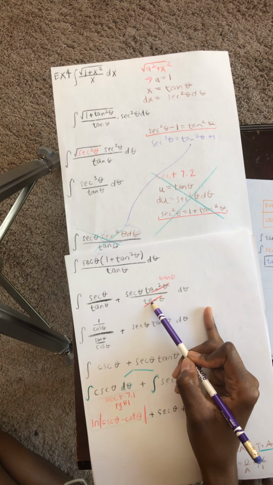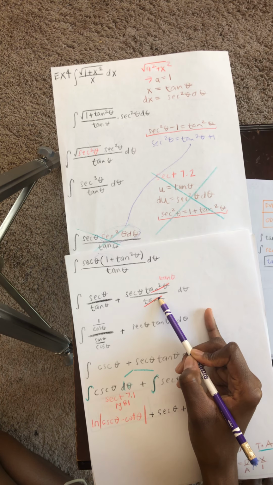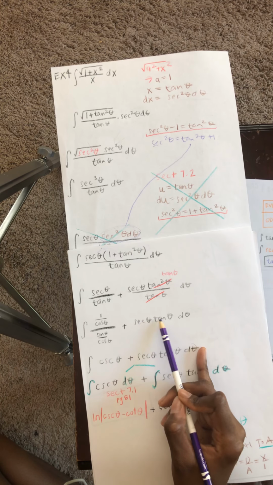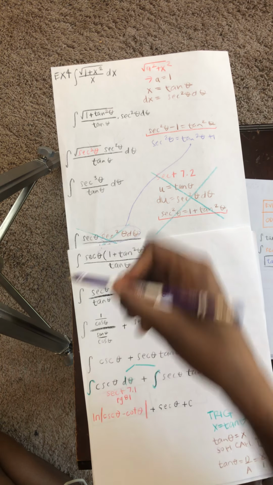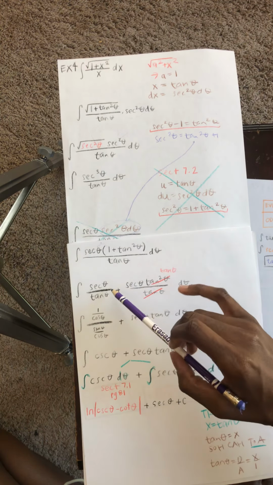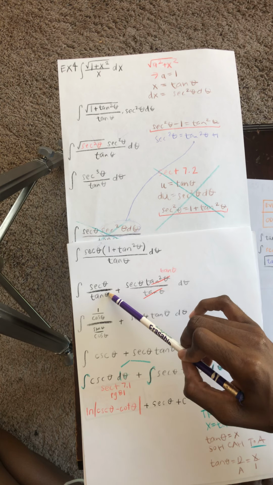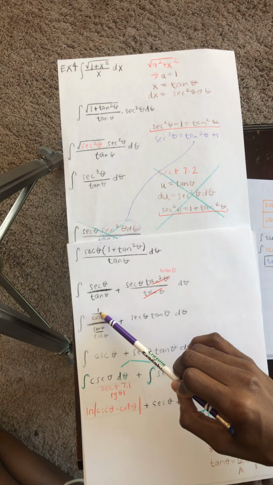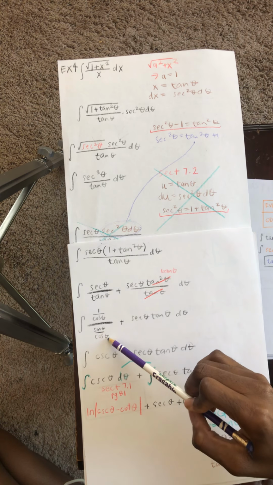When you simplify over here, this tangent on the bottom will cancel with one of the tangents on the top. So you're just left with secant tangent. And then over here, we have secant tangent. Remember, secant is the reciprocal of cosine, so it's the same thing as 1 over cosine. Tangent is sine over cosine.